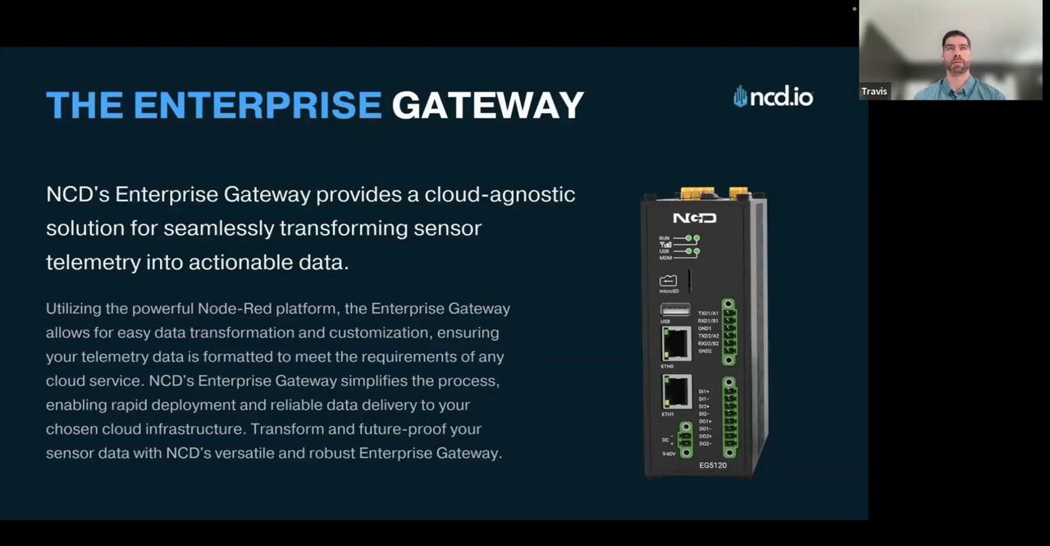But it has some onboard storage, so if you need to, say, store some readings whenever internet connectivity is lost, you can buffer that telemetry until the internet access is restored to the platform, and then you can send all the data up there. So those are some things that make the enterprise gateway very powerful.